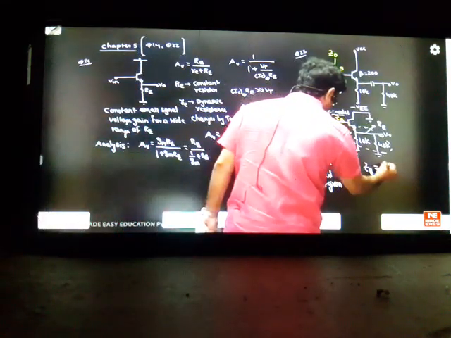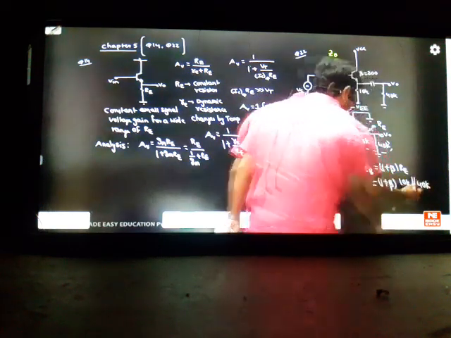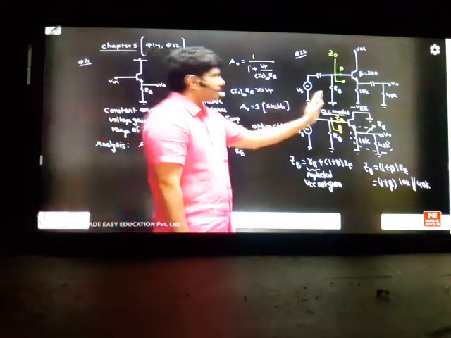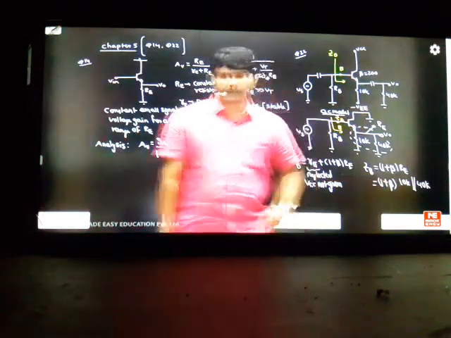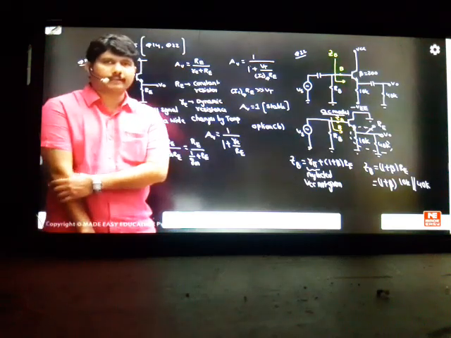ZB is equal to 1 plus beta times RE. Here RE is 10K parallel to 40K. Some students will write only 10K, some students will write only 40K. Don't do that. You can connect any number of loads like this; through the coupling capacitor, the whole load becomes your RE. 10K parallel to 40K will be the load value for you. If suppose 40K is not given, only 10K will become your RE resistance.